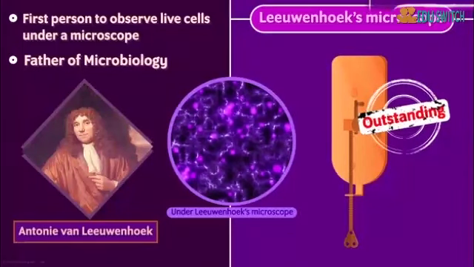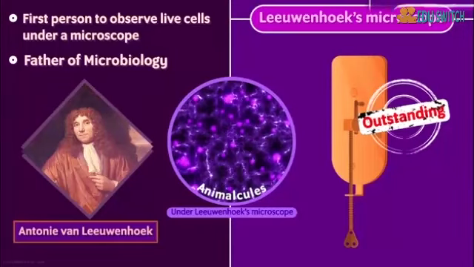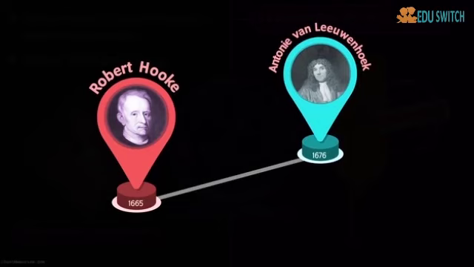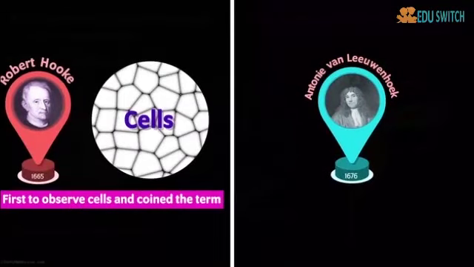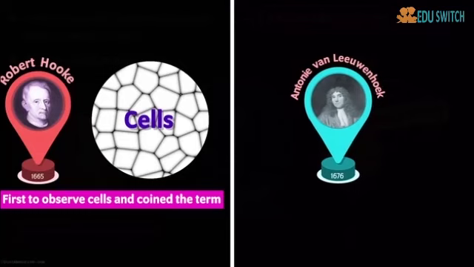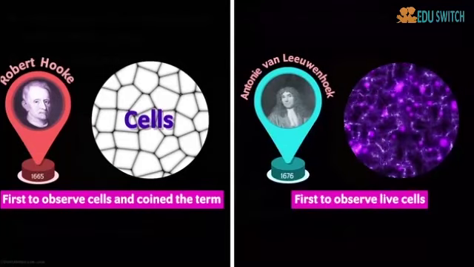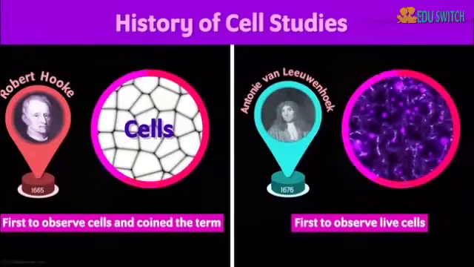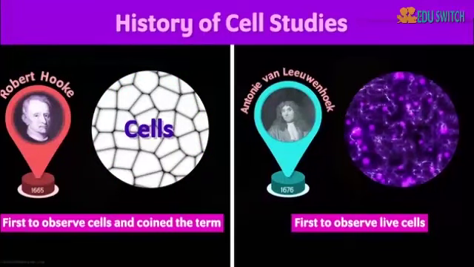Instead, he addressed them as animalcules because for him they resembled animals. This is how progress was achieved in the history of cell studies. Robert Hooke observed the cells first and coined the term. Similarly, Anton van Leeuwenhoek observed live cells for the first time. However, this was about the history, how cells were discovered and how they appeared under the efficiently designed microscopes.